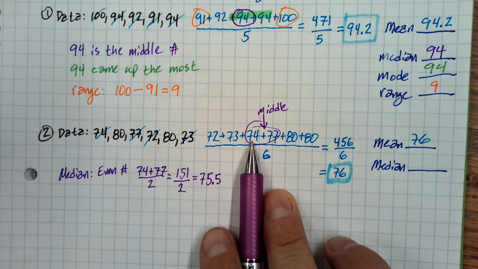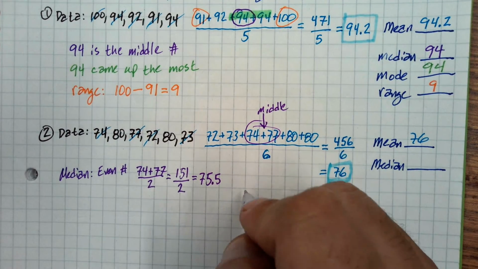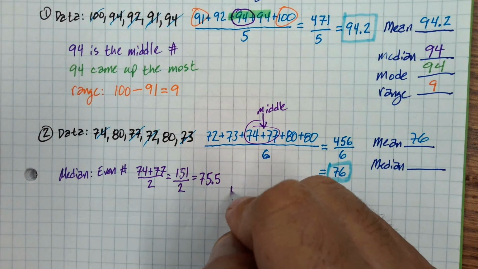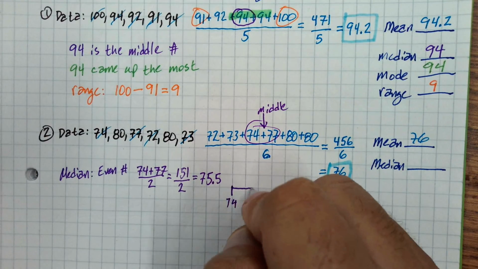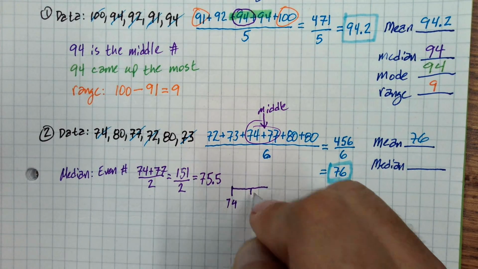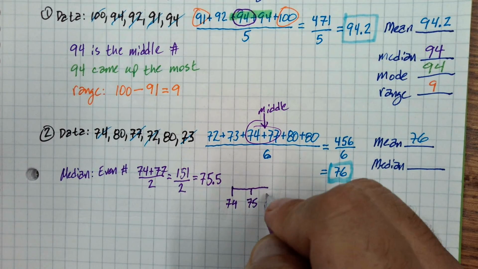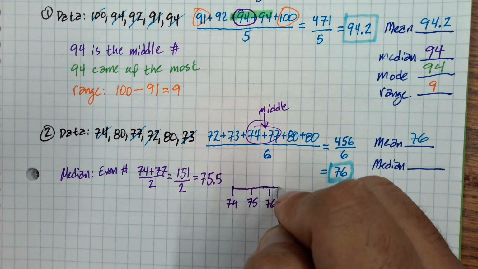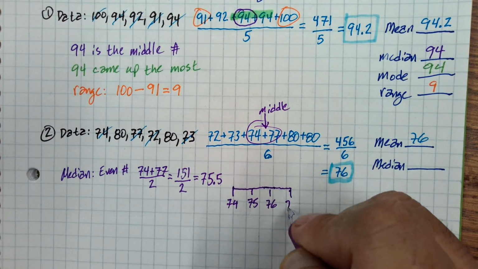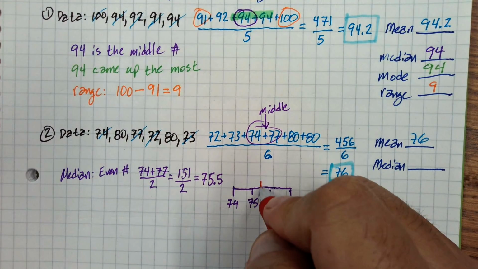Because we wanted what was halfway between 74 and 77. And we did it mathematically. But you can also do this by thinking of a number line. Let's say this is 74 on a number line, and here is 75, and 76, and 77, right? And we want halfway between those two numbers.